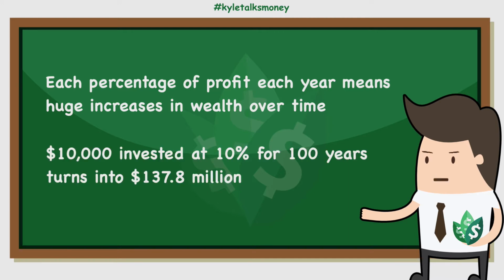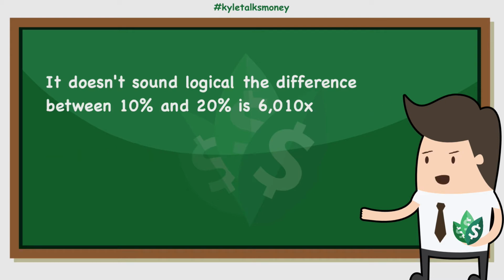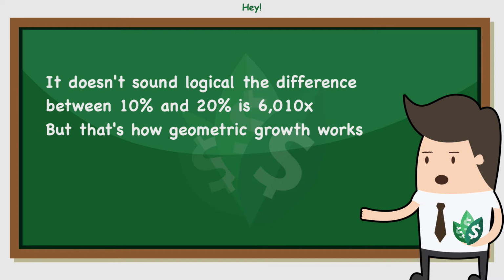$10,000 invested at 10% for 100 years turns into $137.8 million. The same $10,000 invested at twice the rate of return, 20%, does not merely double the outcome, it turns it into $828.2 billion. It seems counterintuitive that the difference between a 10% return and a 20% return is 6,010 times as much money, but it's the nature of geometric growth.